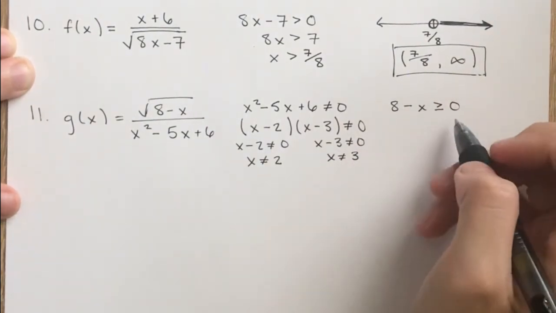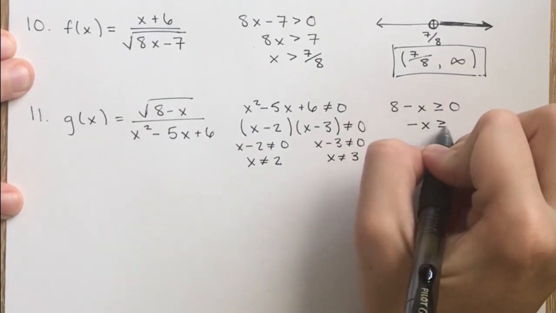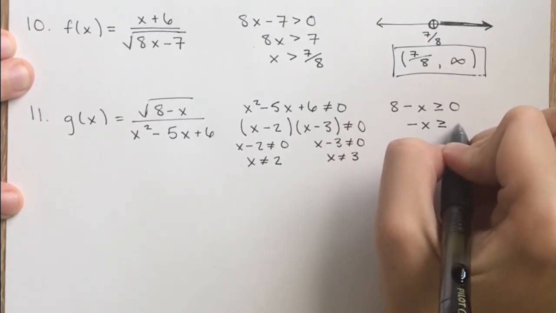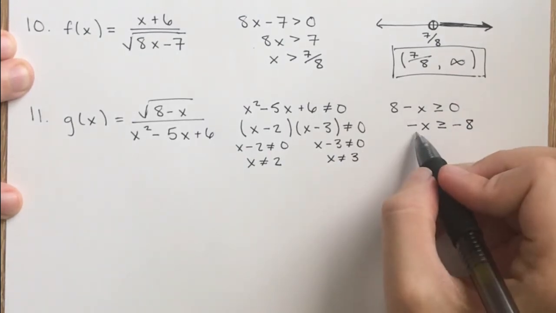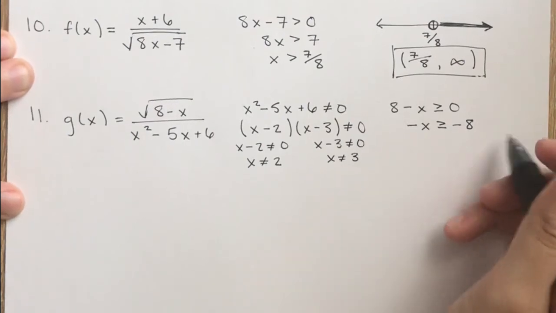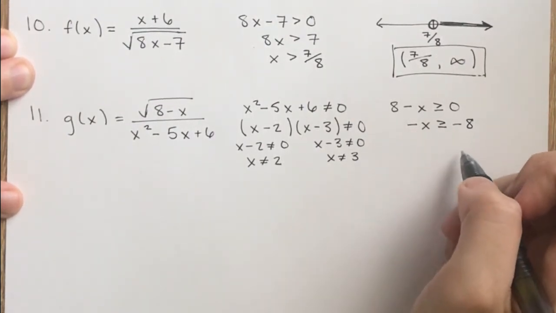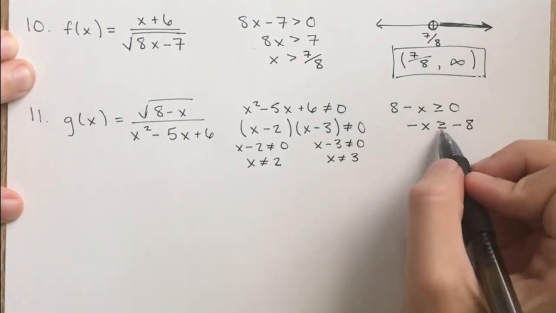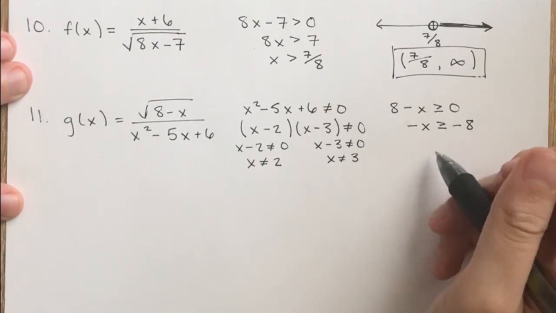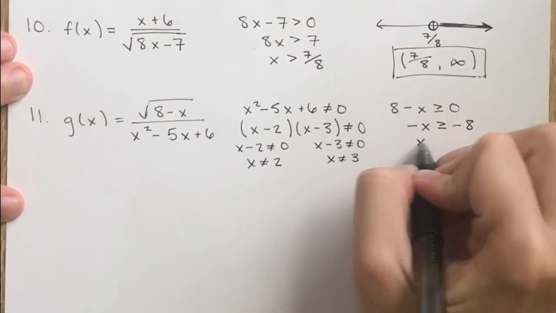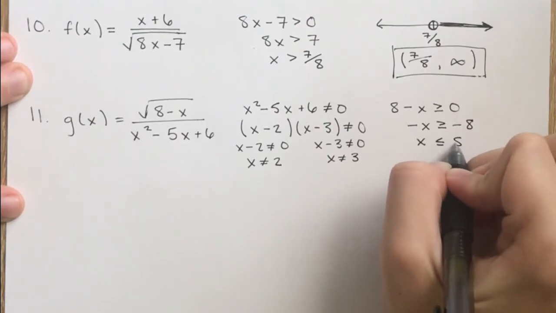We come over here to solve this guy. We subtract 8 from both sides. And then we divide or multiply by negative 1. When we divide or multiply by a negative, what happens to the inequality sign? We have to flip it. So we get x is less than or equal to positive 8.